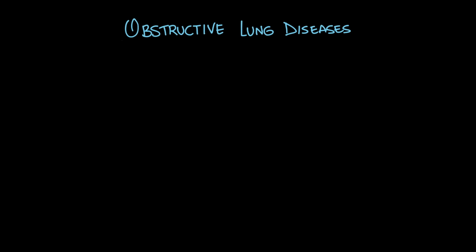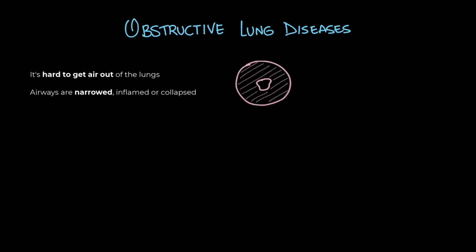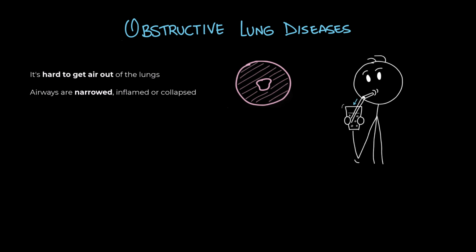In obstructive diseases, the main problem is that it's hard to get air out of the lungs because the airways are narrowed, inflamed, or collapsed. Imagine blowing air through a narrow straw. The air comes out slowly, and it takes more effort. That's exactly what happens in obstructive lung diseases like asthma or COPD.